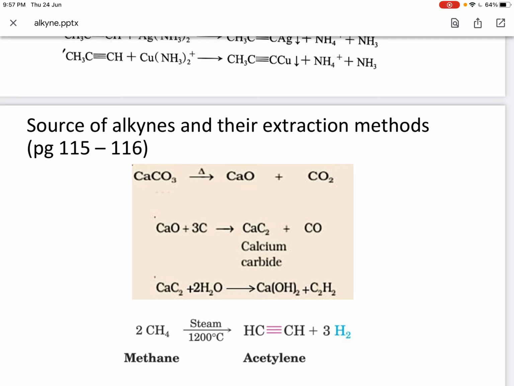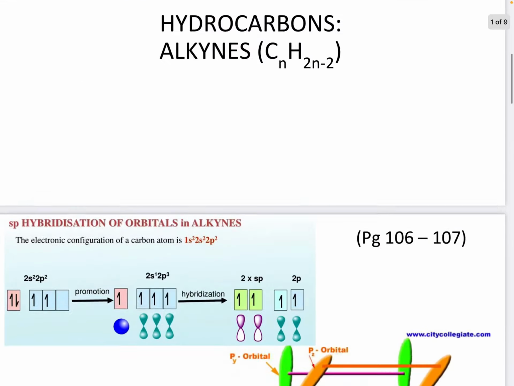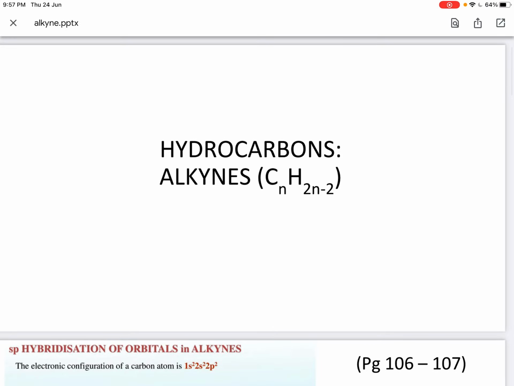But yeah, and then the last one is methane. You heat it up with steam, and then you will get ethyne, or the common name is acetylene. So this is the whole process, you know. I don't know what the top part is, but the part at the bottom is basically how to get acetylene.